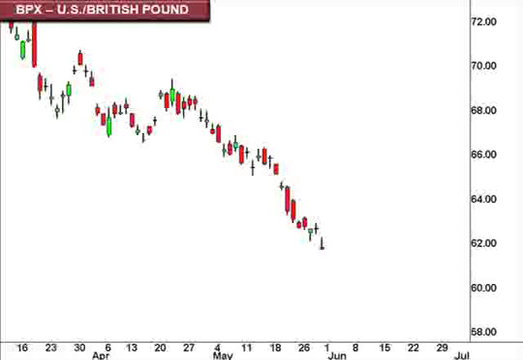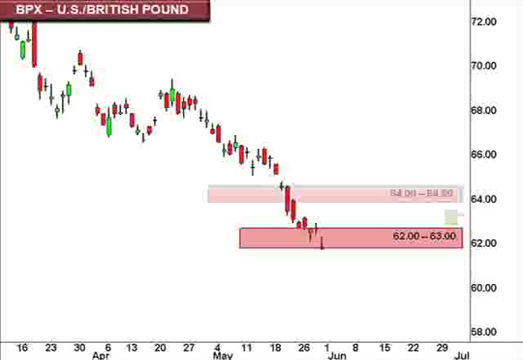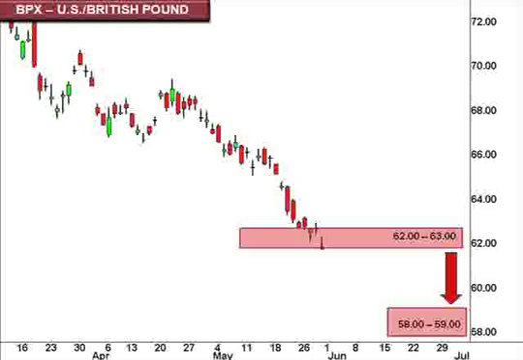Well, let's take a look at the BPX, the US versus the British pound. And as you can see here, the US dollar ended the week with a test of that lower range of our 62, 63 focal zone. And at this point, with this area being a very key support level, there is a high probability that we may see a bounce back up into that 64, 64.5 range. We do have to be open for the possibility of a break further to the downside, which may extend as deep as that 58, 59 box.